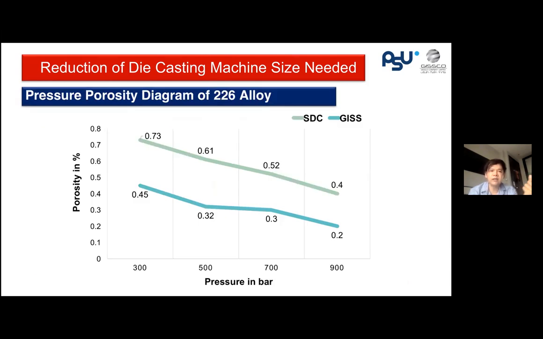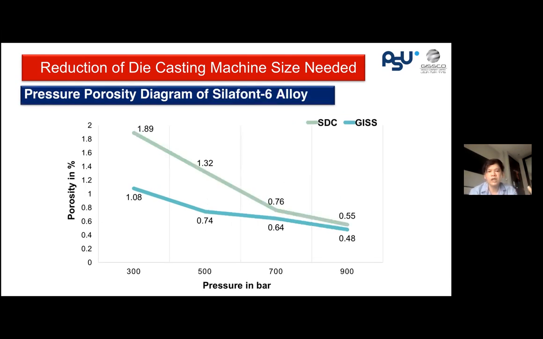And you can see that for 900 bars for the liquid casting, standard die casting, we get 0.4% porosity. To get similar porosity, for example, 0.3 for GISS only require 500 bars. So there are two ways to think about this. One is we can use the same pressure, 900 bars, and GISS has lower porosity. Another way is we can use lower pressure, meaning we can change to a smaller machine. So many customers did that or have done that to reduce their cost.